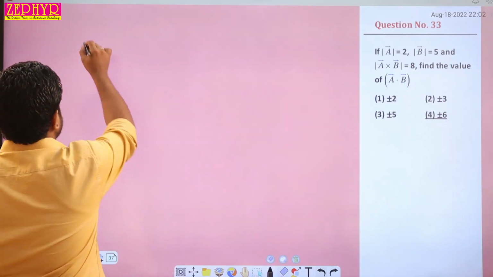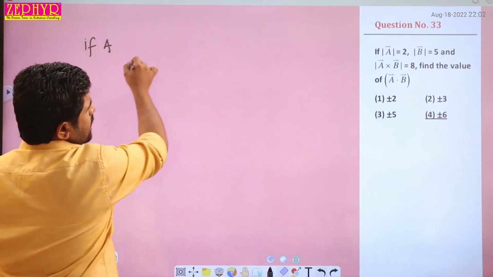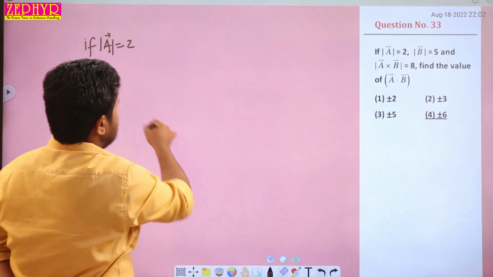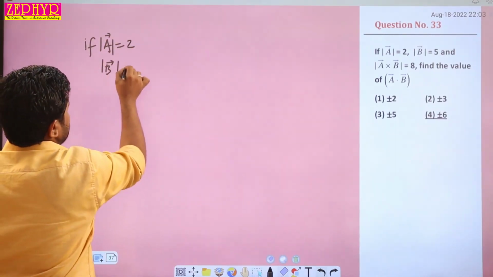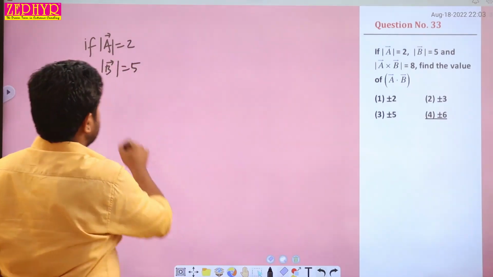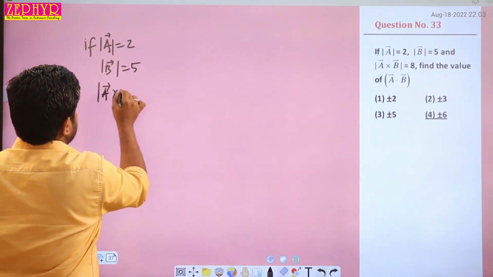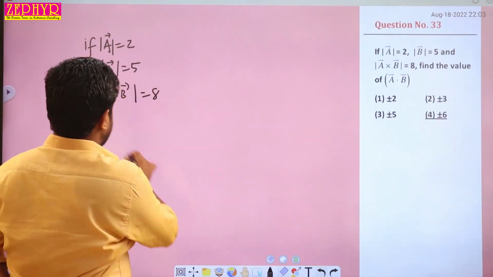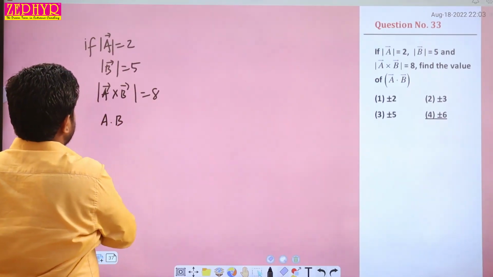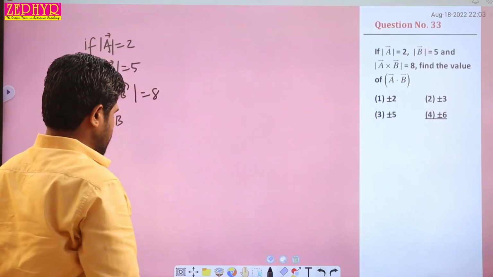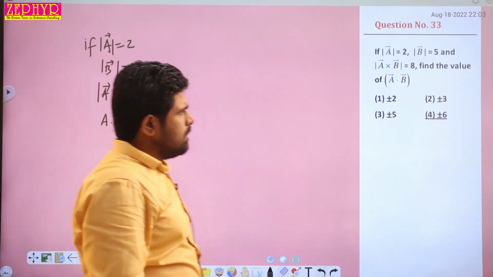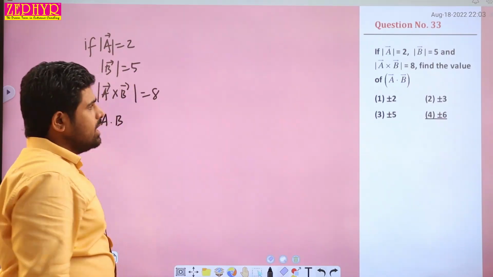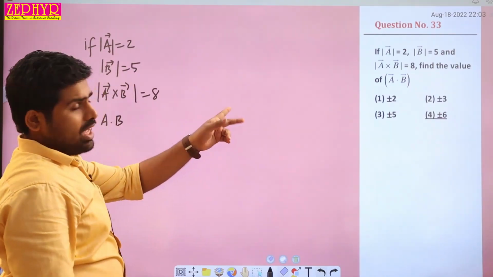If the magnitude of a vector is equal to 2, the magnitude of b vector is equal to 5, and the magnitude of a vector cross b vector is equal to 8, find the value of a dot b. So how do we find the value of a dot b? See here, we know the magnitudes of a, of b, and of a cross b.